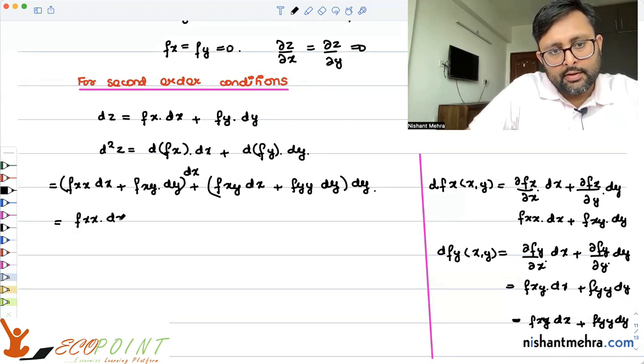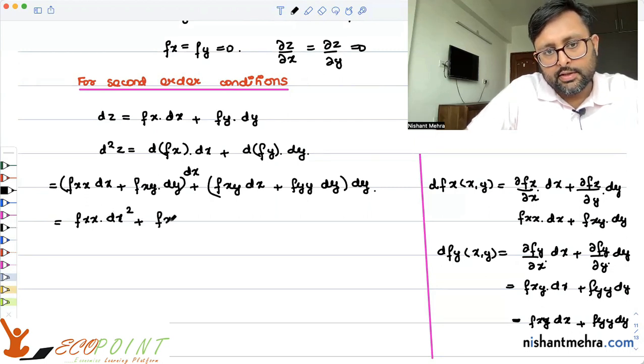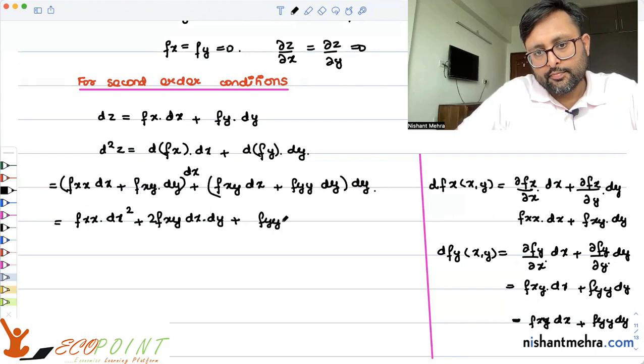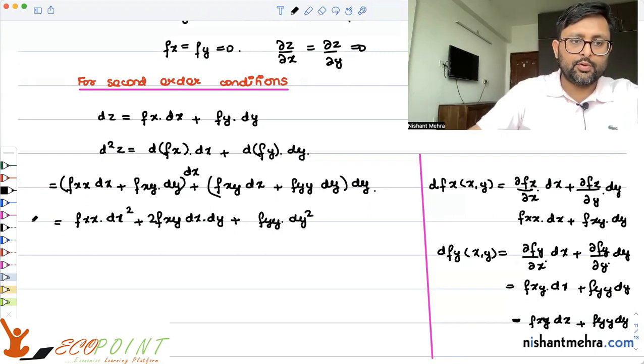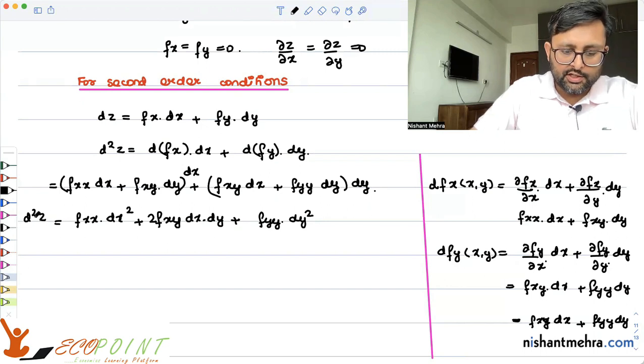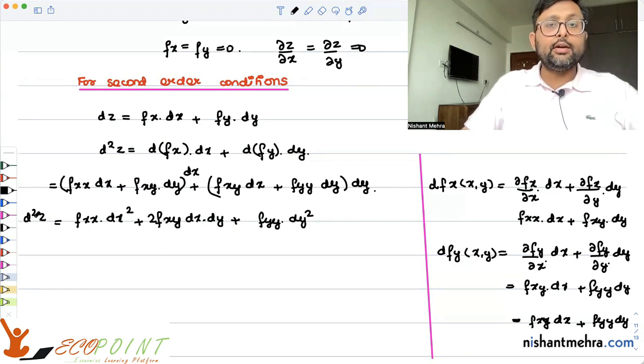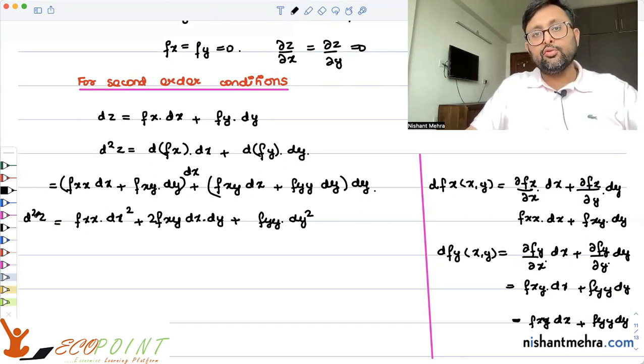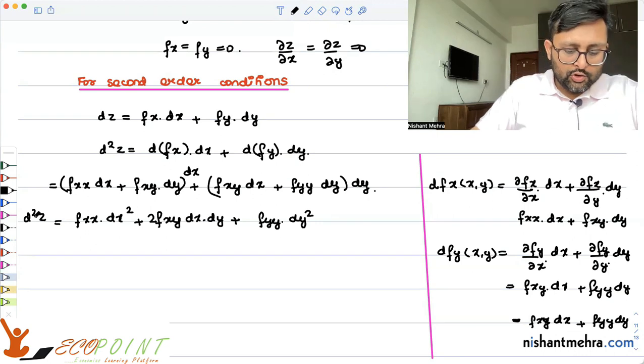So when you write it, you get fxx dx squared plus fxy dx dy plus fxy dx dy, so that is 2 fxy dx dy, plus fyy dy squared. So this is d2z. Now we need to see when d2z is going to be positive and when it is going to be negative. Because when d2z is positive, that is the point of minima. When d2z is negative, that is the point of maxima. So we need to see that.